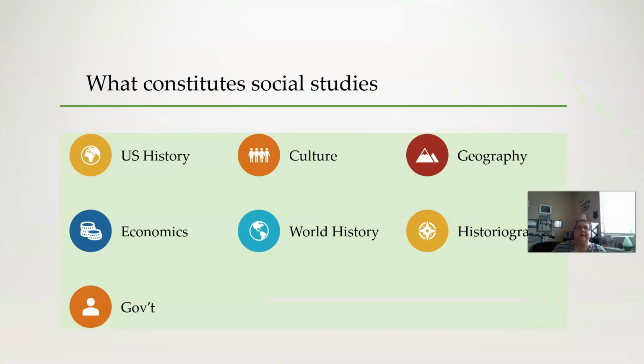So social studies is made up of U.S. history, you have culture, geography, economics, world history, historiography, and government. So I'm going to discuss what these are. By the way, if you don't know what historiography is, it's the actual literature, the written word, the stories behind the people. And I know it sounds crazy because it seems like it all is in history, but history really does have broken down sections.